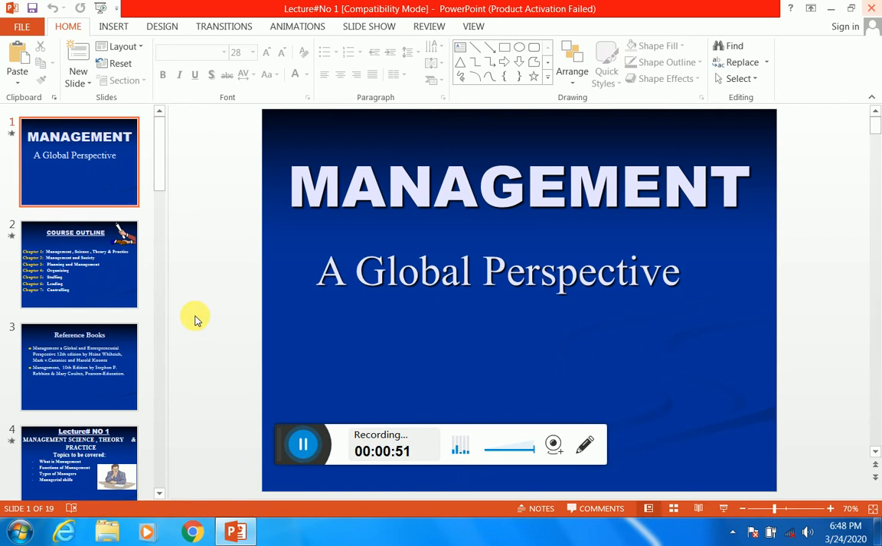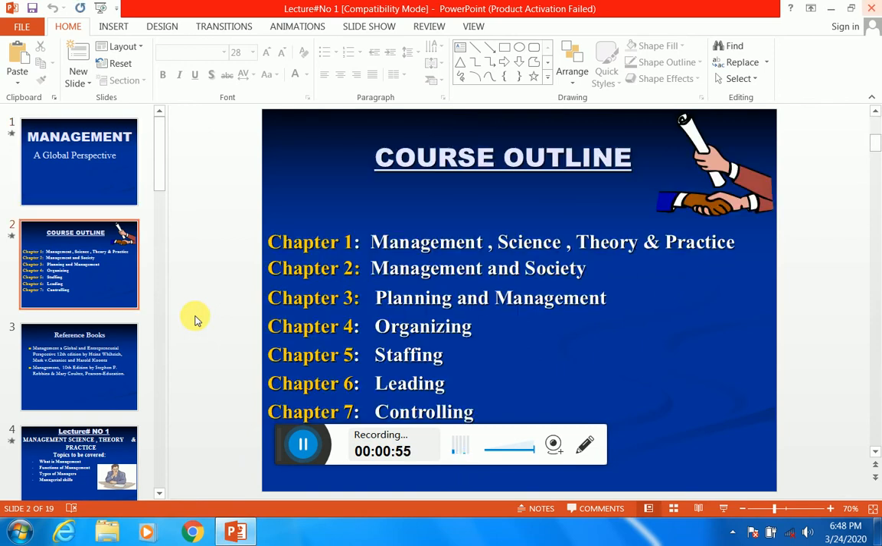What basically are we going to cover in this course of management? In this slide you can see the course outline. This is basically the roadmap of your whole course of management. I have mentioned chapter number 1. It doesn't mean that chapter number 1 is a single chapter; it is basically a club of different chapters. Therefore I have mentioned it with chapter number 1. Then chapter number 2, chapter number 3, chapter number 4, all these are clubs of different chapters.